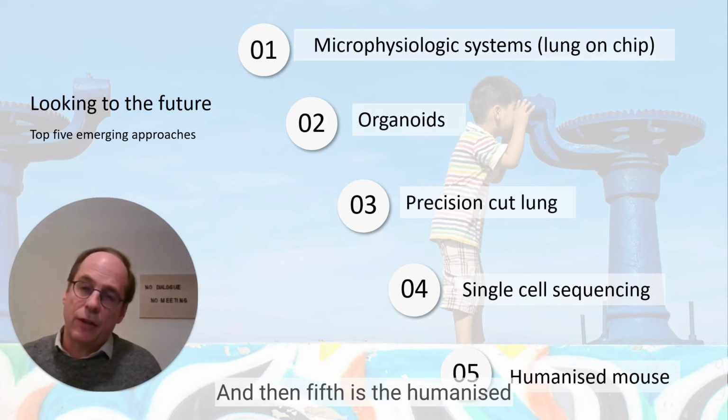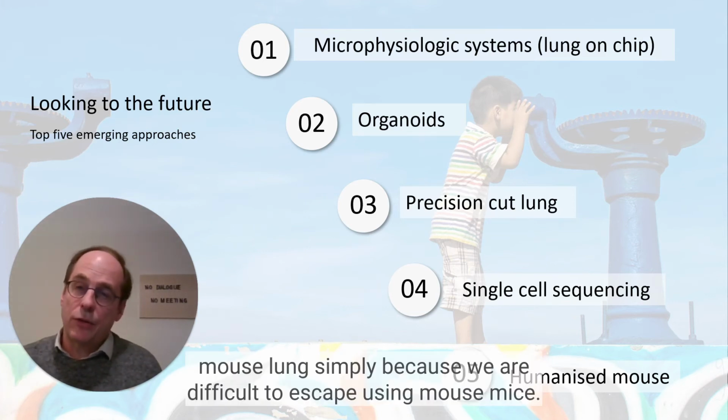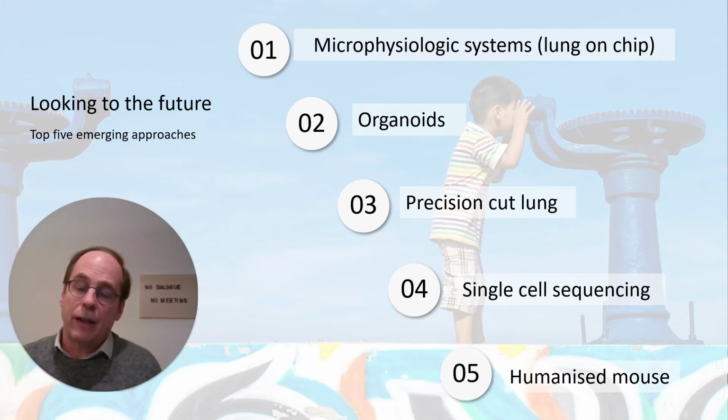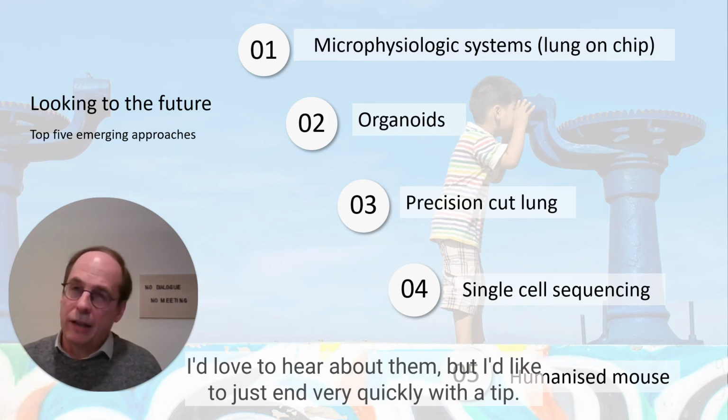And then fifth is the humanized mouse lung, simply because it's difficult to escape using mice, and if we can make them more humanized, they can become more relevant and useful. That's my top 5. If you have other emerging approaches, I'd love to hear about them.